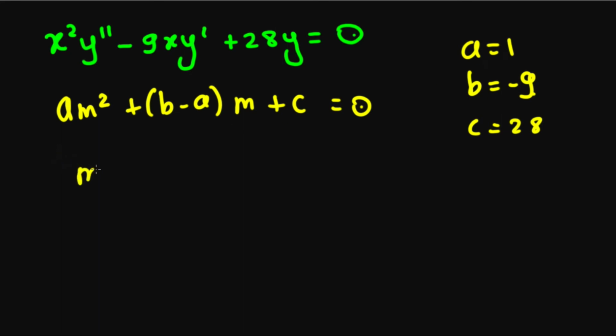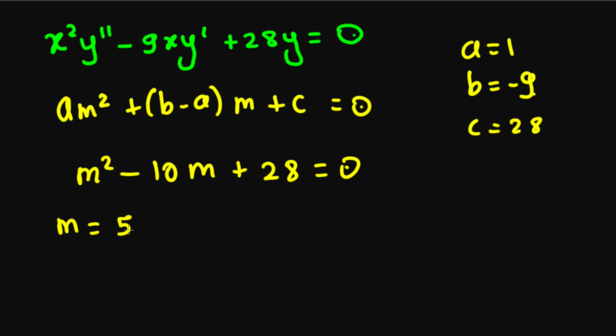A is 1, so this is going to be just m square plus b minus a. Negative 9 minus 1, that's going to be negative 10. So here we will have negative 10m, and then plus c is just 28, that's equal to 0. Now can we factor this one? Okay, you have to use the quadratic formula. If you use the quadratic formula, you will get this answer: m is equal to 5 plus minus square root of 3 i.